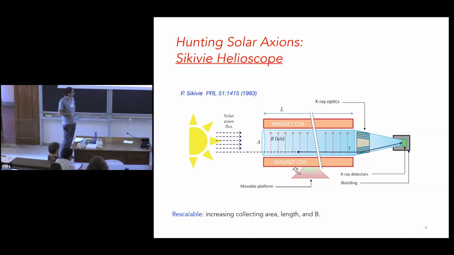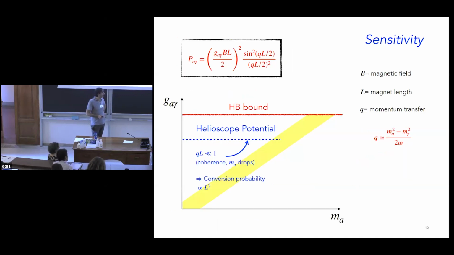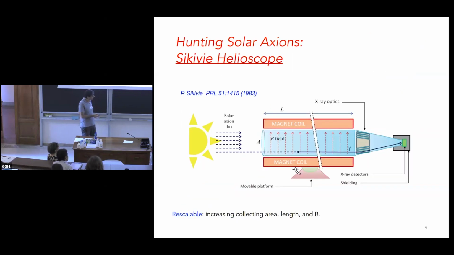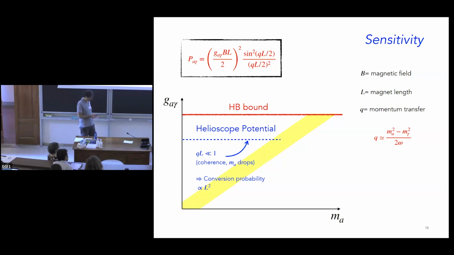This was proposed by Pierre Sikivie in 1983, and in my opinion it is certainly the best way to look at axions now. Let me show you how it works. You convert axions into photons in this magnetic field, and the conversion is given by this formula. It goes like B, and the length of the magnet squared, obviously coupling squared, and then there is this term, which is a sinc function.